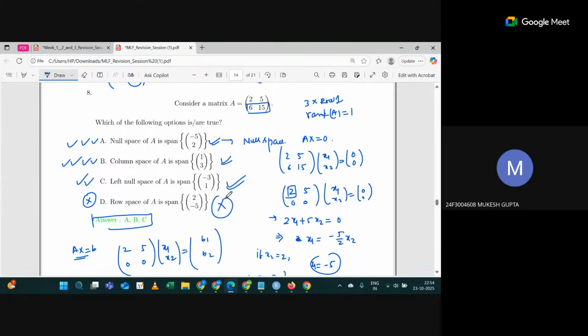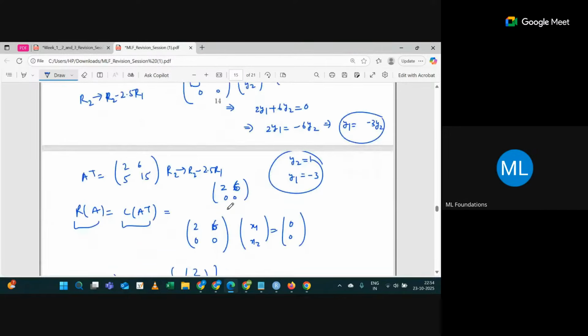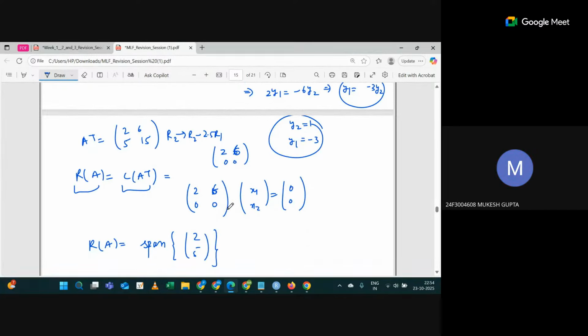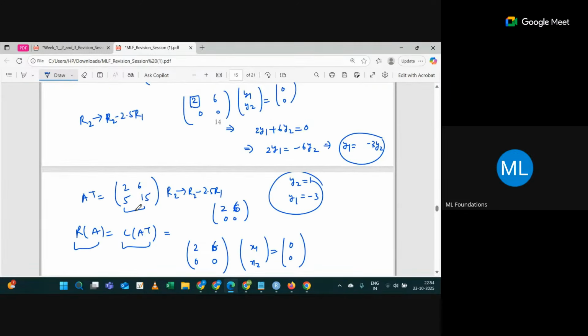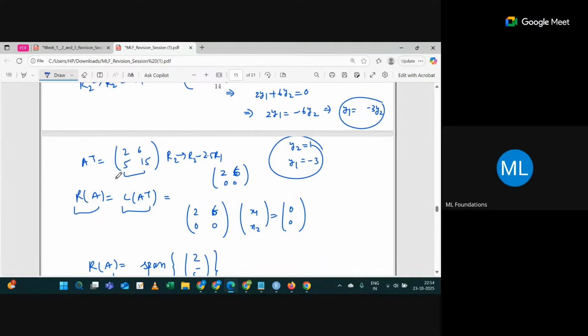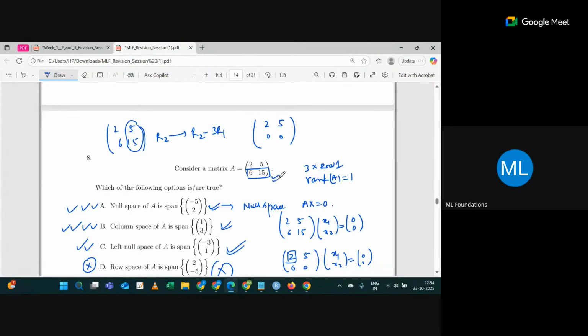In this case, column, this one 2, 6, this one 2, 6. So in case of row space, you can directly see from it. So second row is the, sorry, this is A transpose, right? Column space of A transpose. If you see in the original row, second row is dependent on the first row, right? So the row space of A is the span of the first row, which is 2, 5. You can see directly from here also.